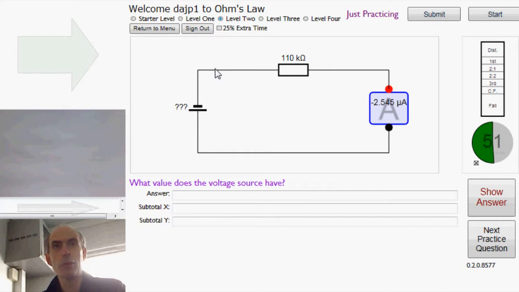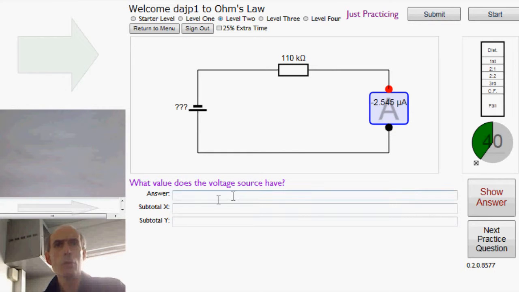at the top of the circuit, which means that the current is actually flowing this way, in through the black terminal and out of the red terminal of the ammeter. But ammeters measure current flowing in through the red and out through the black. This particular current is flowing in through the black and out through the red, so the ammeter says that's a negative current, minus 2.545 microamps in this case. It just means it's flowing in the other direction.